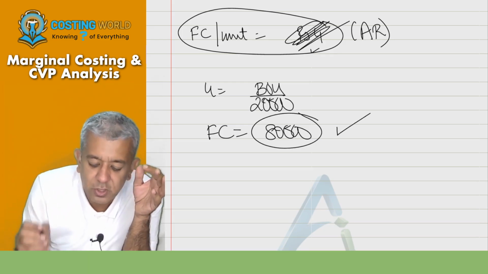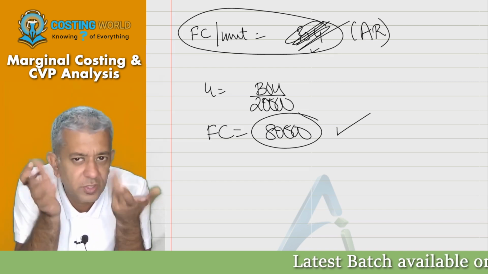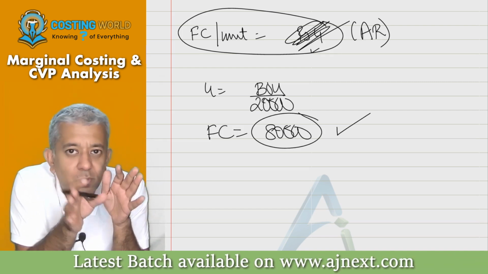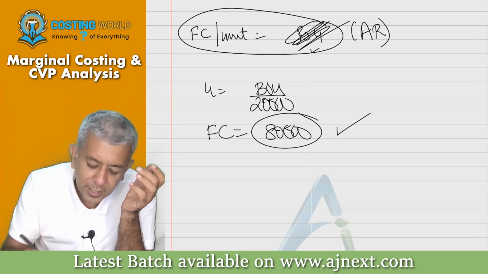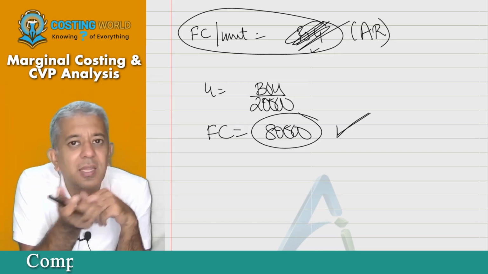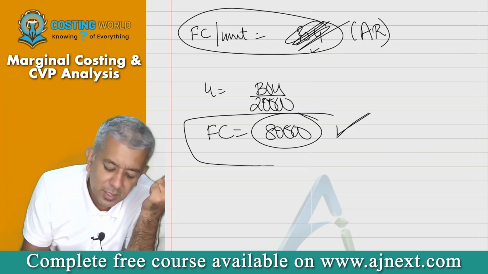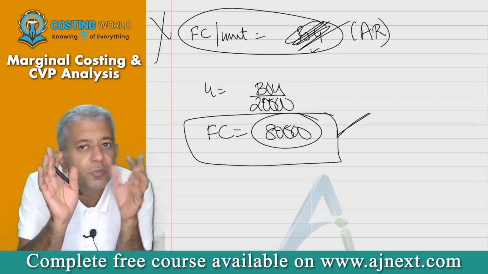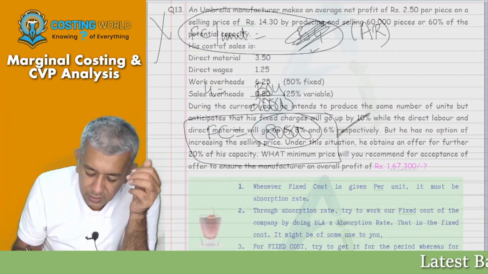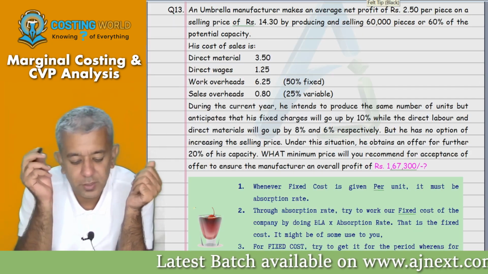This is not fixed cost, beta. This is the absorption rate of fixed cost, which is useless. So, if ever the absorption rate is given to you, try to arrive at the total figure. And then try to think how this data can be of some use to you. This data by itself will be of no use to you. Let us start. This is the next question.